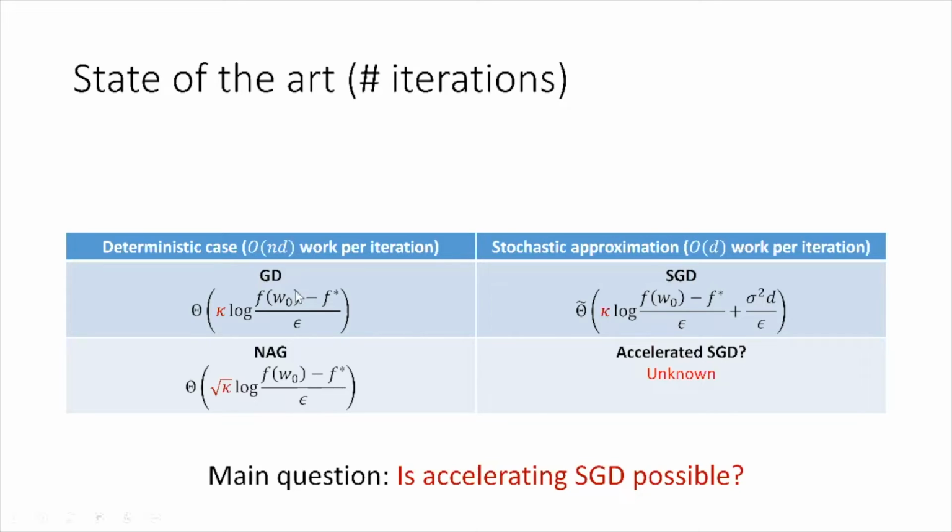Just to summarize the current situation, all the results that we have seen so far. In the deterministic case, gradient descent has a convergence rate which depends linearly on the condition number, and momentum methods such as Nesterov's accelerated gradient descent were able to improve the dependence to the square root of the condition number. And in the stochastic setting, where we were only processing one sample per step, we saw that stochastic gradient descent again has a linear dependence on the condition number. The question we were asking was whether we can accelerate stochastic gradient descent even in the stochastic setting. Is the question clear?